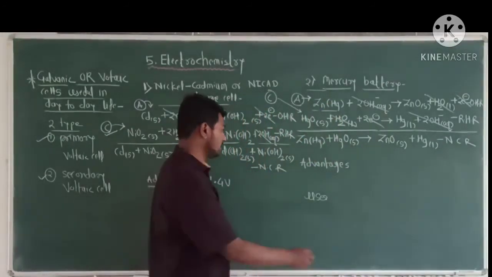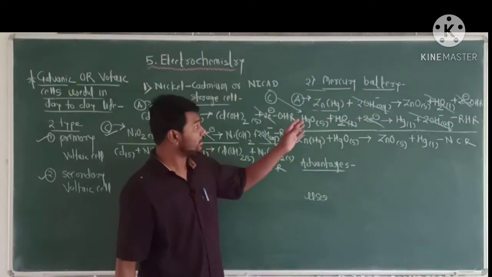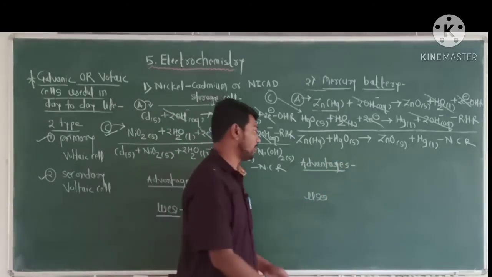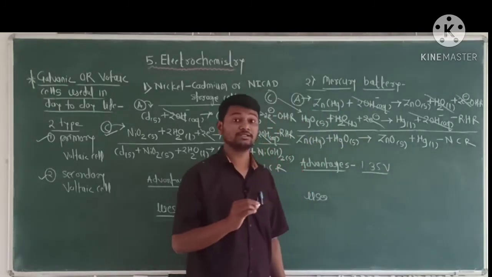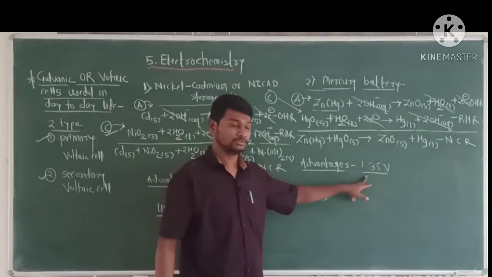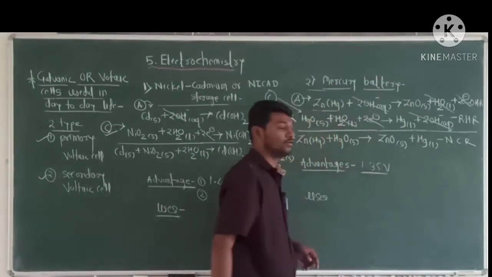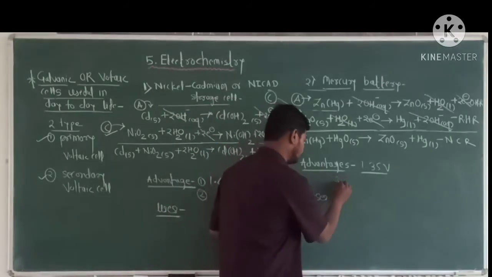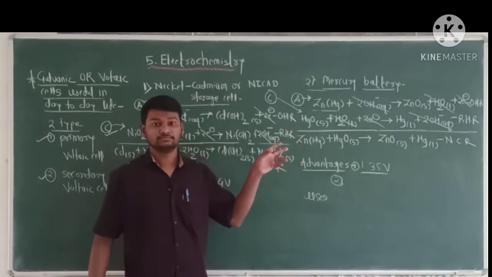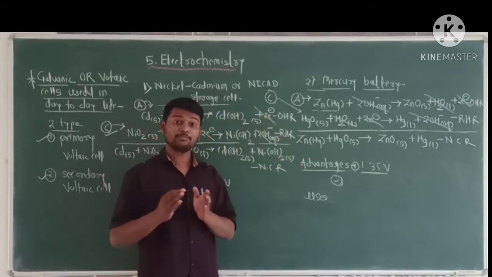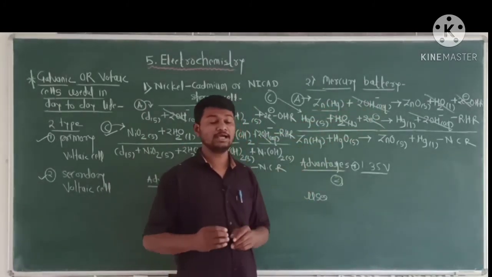Next, advantages. The voltage of this cell is about 1.35 volt. That is, the mercury battery provides a constant voltage, 1.35 volt. This is the first advantage, and the next advantage is that the mercury battery has a high capacity and long life.